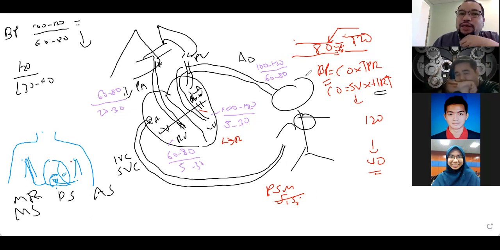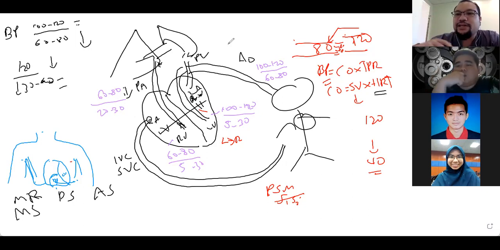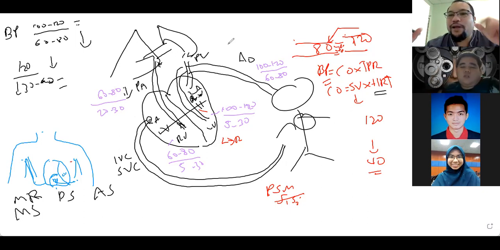Kan? Systolic BP drop. What happens to your diastolic BP? Diastolic? Diastolic maintain. Systolic BP drop, diastolic BP maintain. What happens to your pulse? Thready pulse. Kan? So thready pulse. Narrow pulse pressure. I got this aortic stenosis for my professional exam in 2006.